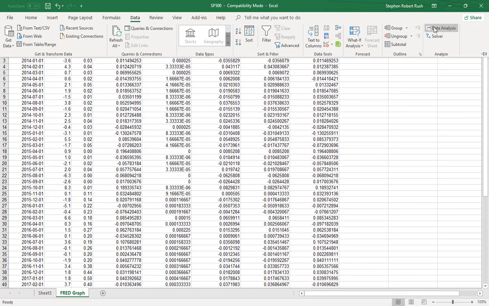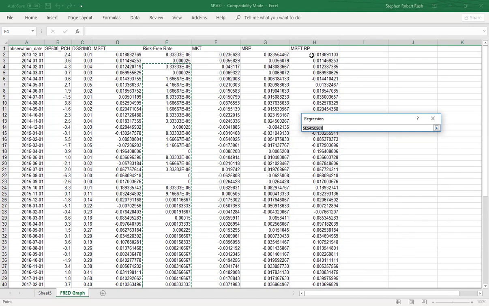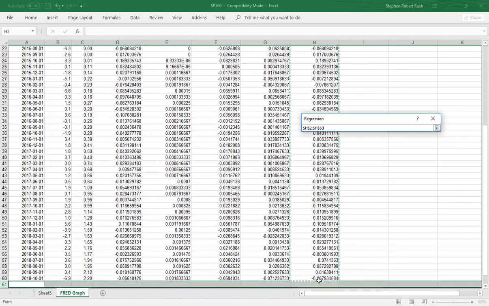Select Data and Data Analysis. If data analysis is not visible, install the Analysis Toolpack. Select Regression. The Y variable is the risk premium on the stock. The X variable is the market risk premium. Click OK.